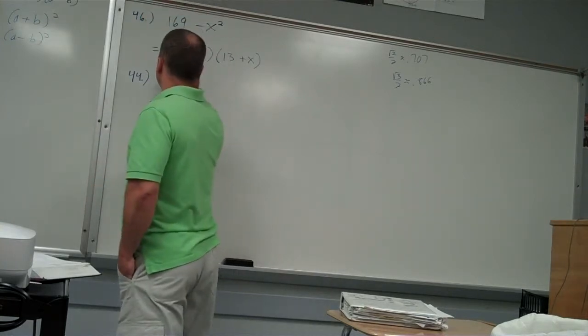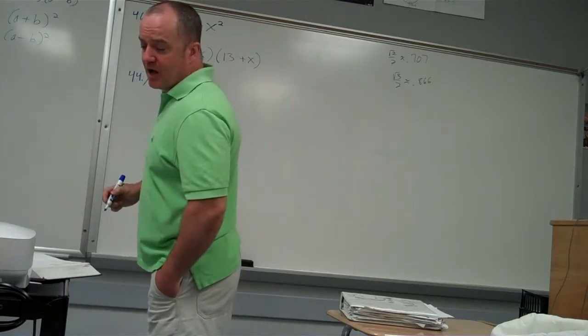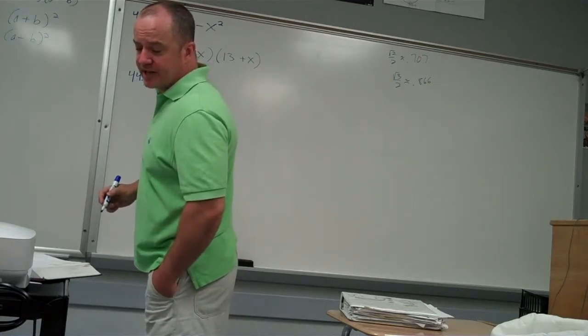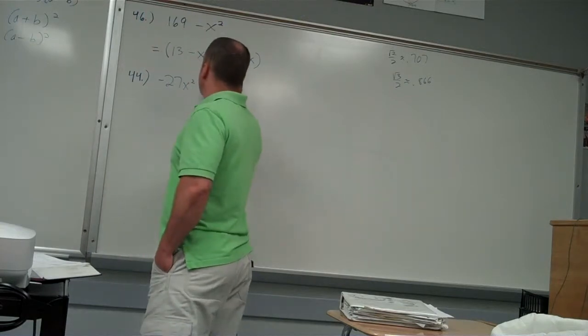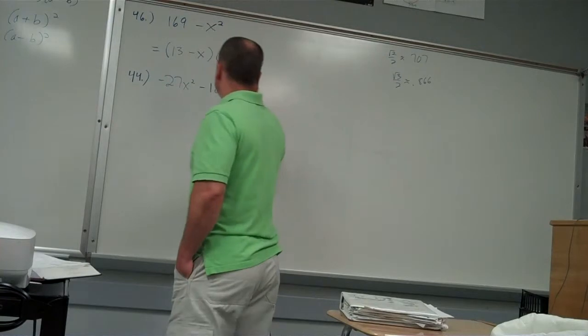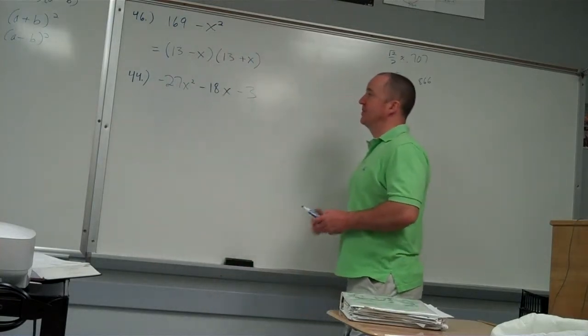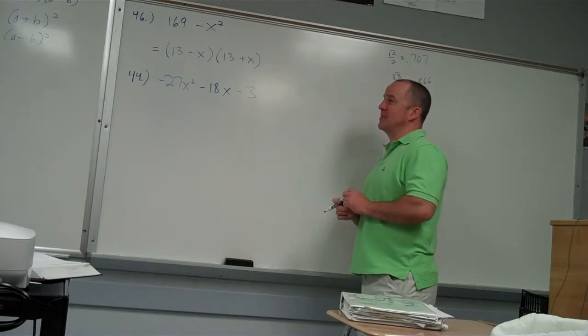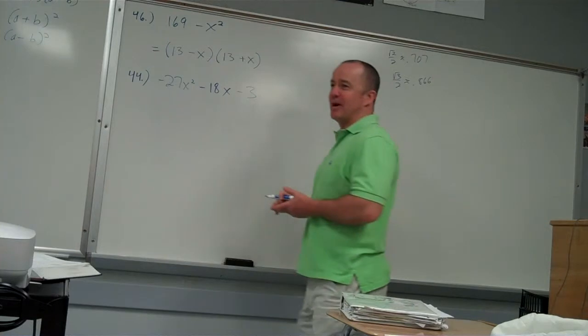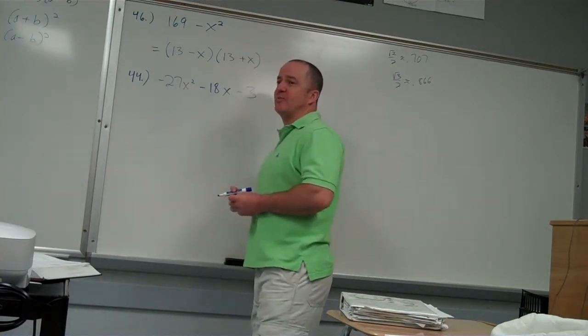Now this is negative 27x squared minus 18x minus 3. You can factor it, right? There's a greatest common factor. 3. You know what? I didn't give you a good enough heads up on this yesterday. I apologize. But I'm actually not going to take out a 3, because then it won't fit those patterns.